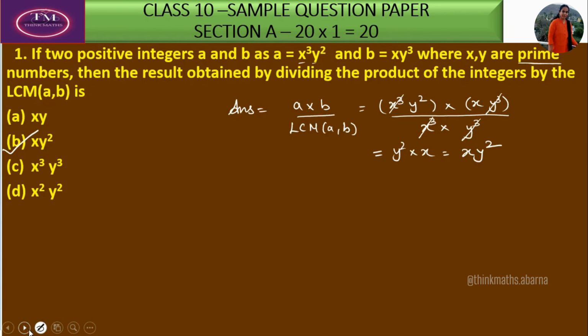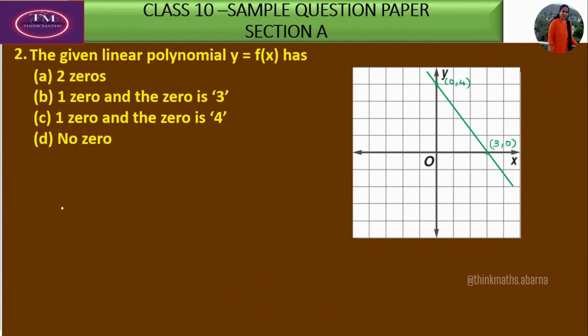Moving on to the second problem. The given linear polynomial y is equal to f of x has 2 zeros, 1 zero and the zero is 3, 1 zero and the zero is 4, or no zero. There is a graph given here. For the polynomial y is equal to f of x, the graph is this straight line.